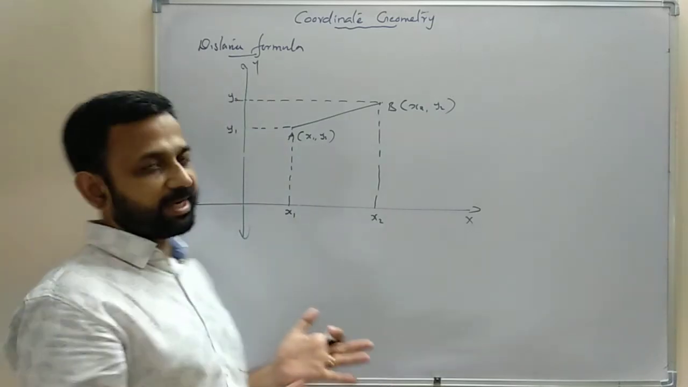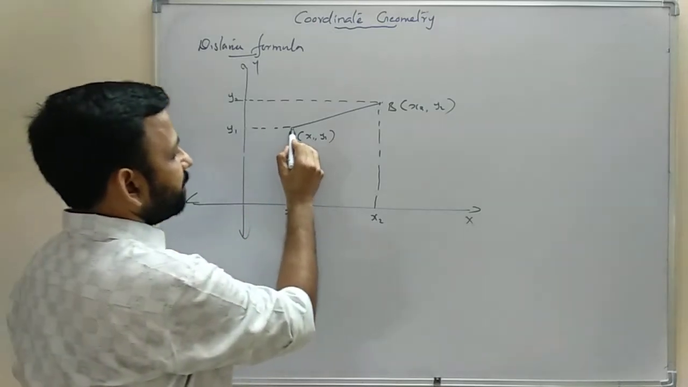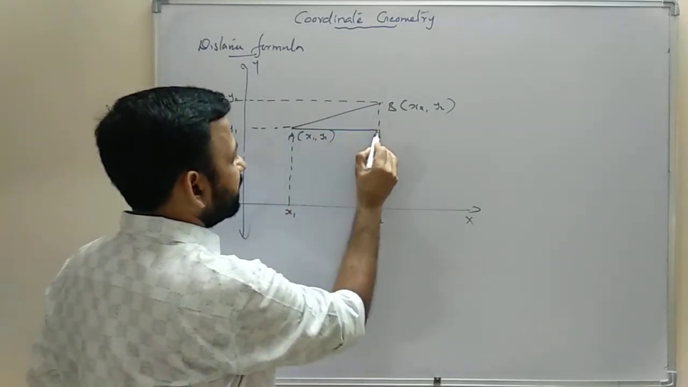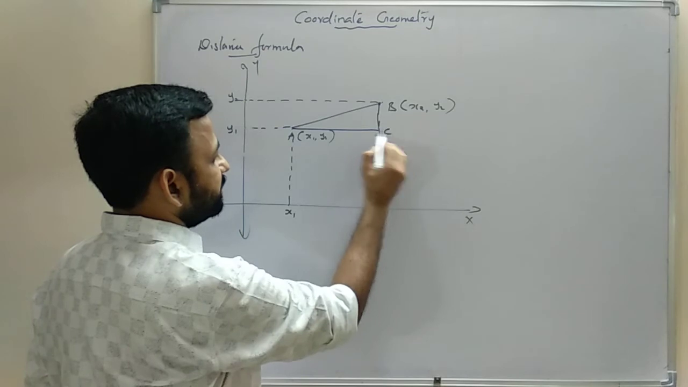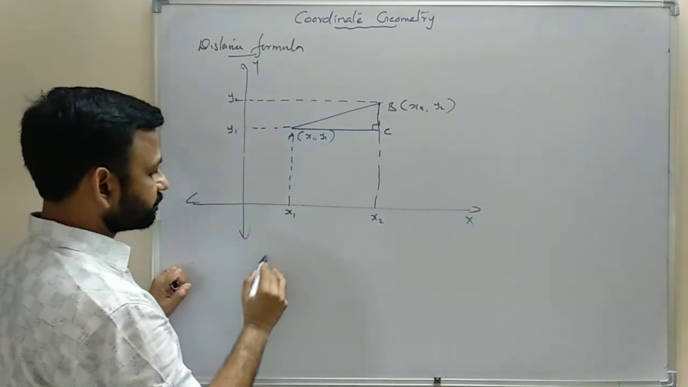Here we need to find AB, the distance between A and B. So we can draw a perpendicular and form a right triangle here. So triangle ABC is a right triangle, and we need to find AB.